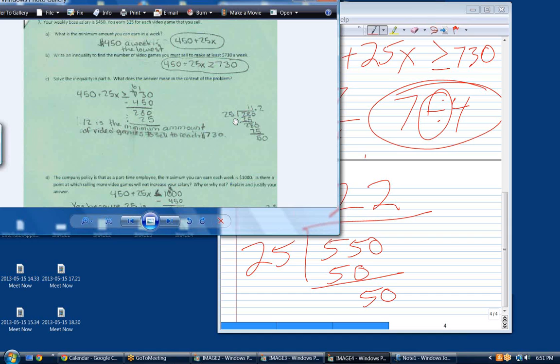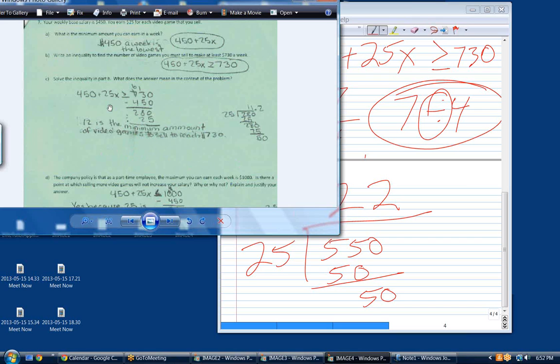So you'd have to sell an extra one, x greater than 11.2. Although, to tell you the truth, I'd be hard-pressed to sell that 12th one because it's only going to give you an extra 20 cents, because you're so close to 730 when you sell 11 of them. And would it also be x is greater than or equal to 11.2? Yes.